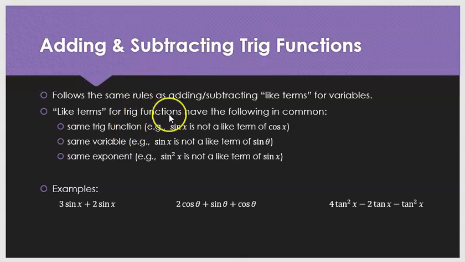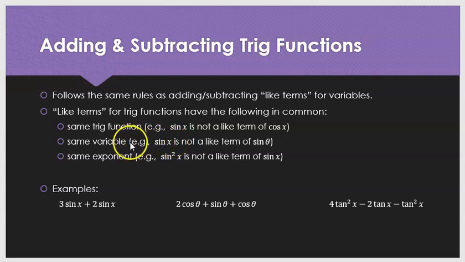Another rule is that the variable they're using with the trig function must also match. So it's not enough for it to just both be using sine. In this case, sine of x would not be the same as sine of theta, because these variables will be representing different numbers. So they're not like terms if they don't have the same number inside of the same trig function. So you have to have the same trig function and the same variable.